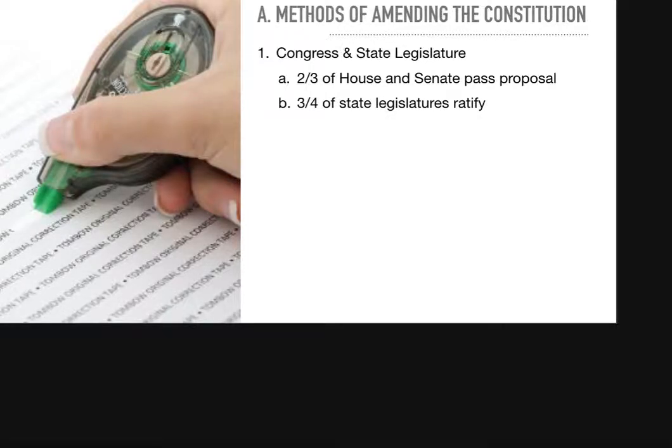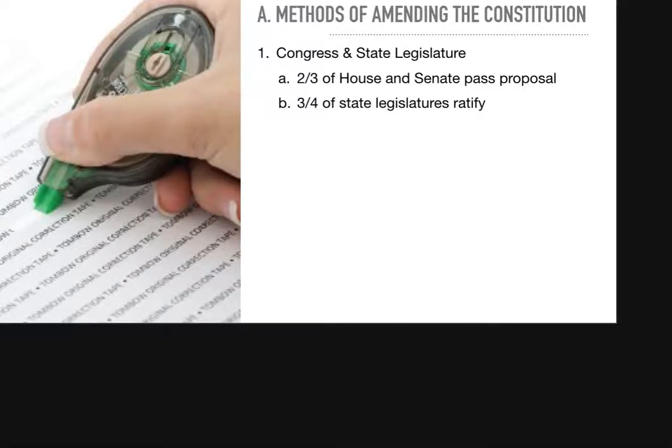this has only happened 27 times, actually, to be fair, 17 since the Bill of Rights. And so I'm not sure exactly how all those states would handle it today if we were to get to this point. But we've not had too many opportunities there. But you have to have 3/4 of the states agree to ratify and approve that amendment. And if that happens, then we have changed the Constitution and we have been successful. So that is the simplest way it can happen.